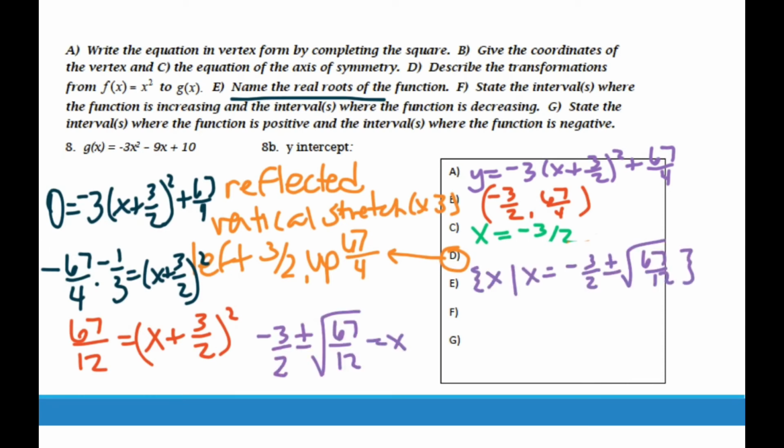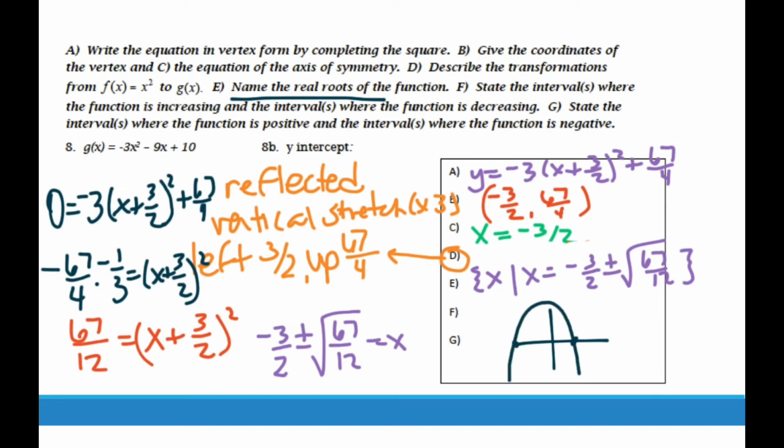Okay, so these are my roots. Now think about what that tells me. That tells me that when I graph this, it's going to be negative 3 halves plus the square root of 67/12, whatever that decimal happens to be. You can approximate what that is. I'm not even really sure what it is. And then negative 3 halves minus the square root of 67/12. And so I know that it's going to be opening down, so it's going to be looking like that.